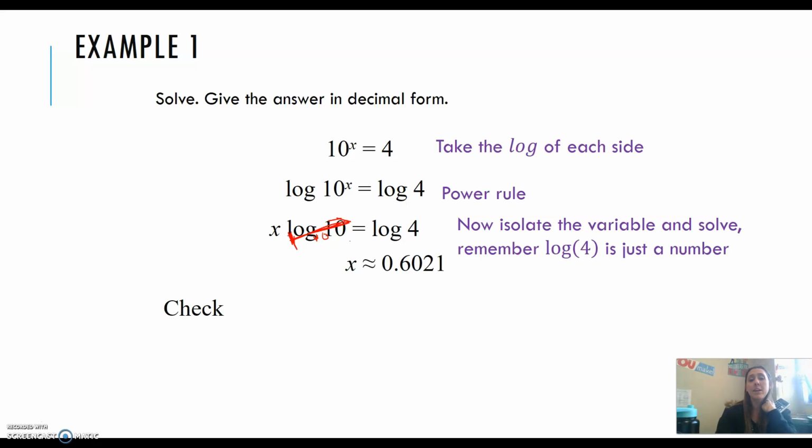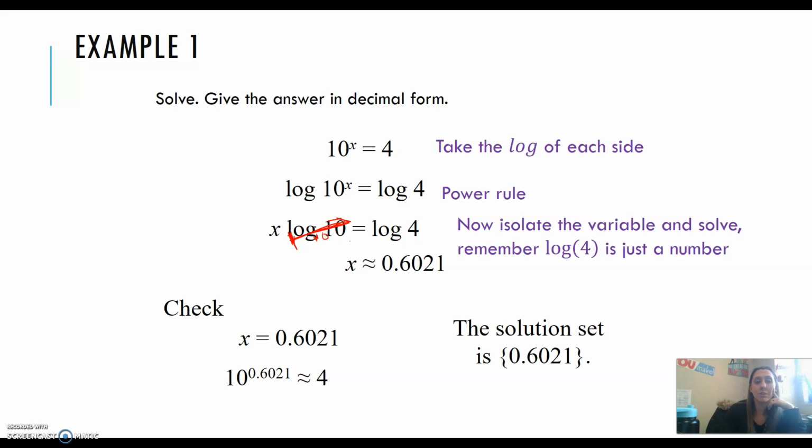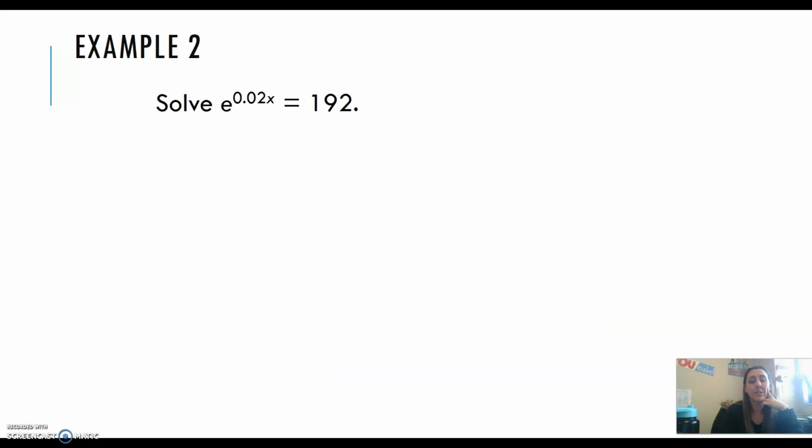What's really great about logs is we can plug it back in to check to see if it works. And if we plug that back in, we get close to 4. And again, we're going to have estimates because we've been rounding, so we'll get close to it. All right, so go ahead and plug this in or write this down.